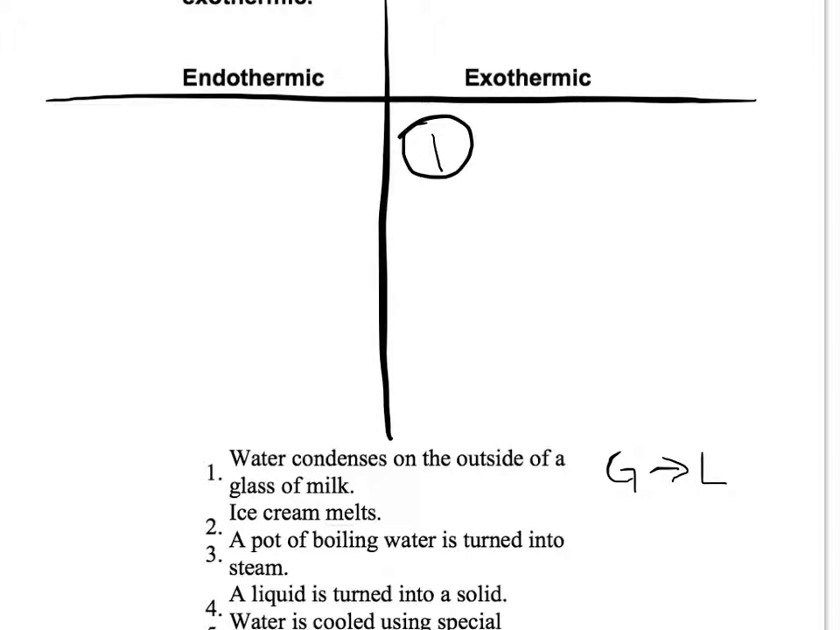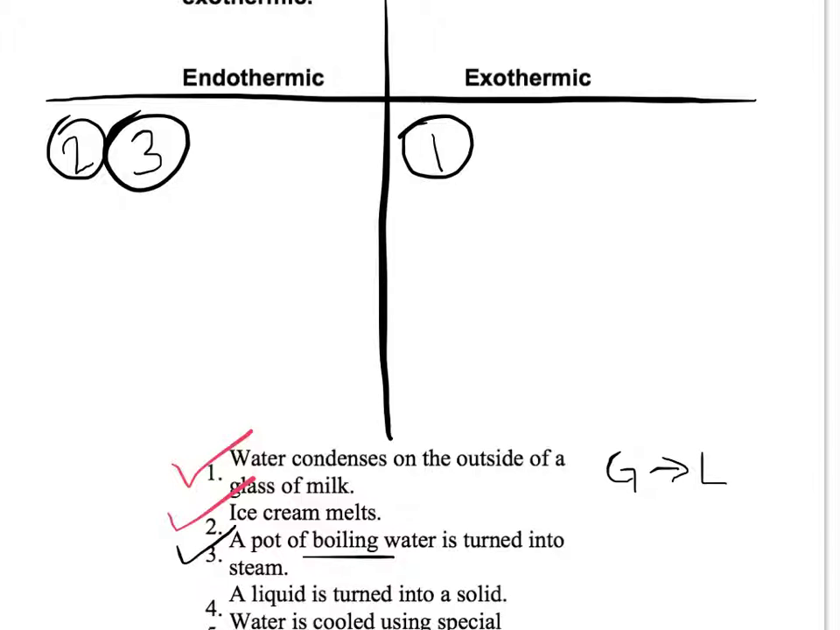Number 2, ice cream melts. So if ice cream melts, you have to be adding heat to it. You have to be adding heat to get something to melt. Anytime anything melts, you have to add heat to it. And if you're adding heat, that's endothermic. Number 3, a pot of boiling water is turned into steam. This is an easy one. It tells you what you're doing. You are boiling water, so you are adding heat. If you're adding heat, it is endothermic.